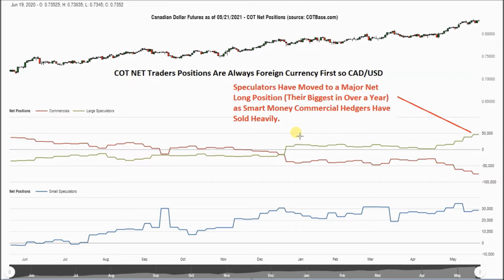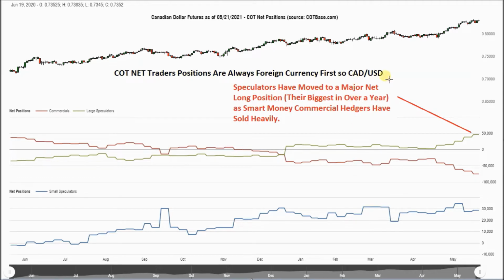Now, in terms of the two groups to look at, we've got commercials in red. They're hedgers. They're considered the smart money at big turning points, okay? Then you've got the large speculators in green. They're basically hedge funds, big managed money funds, okay? Then you've got the small speculators. Small speculators for us are irrelevant. We know what the commercials are doing against the large speculators.